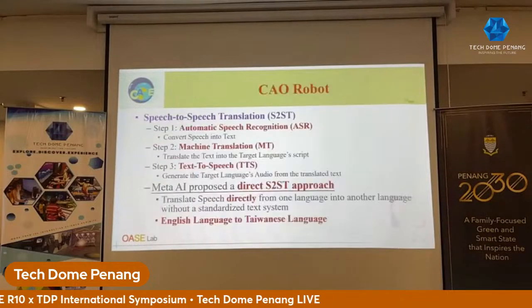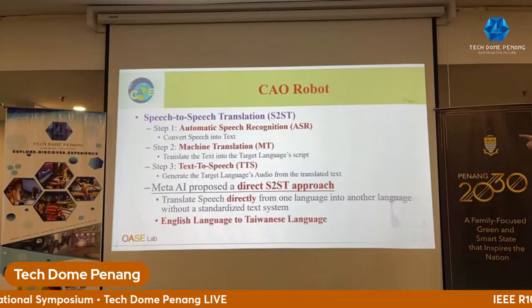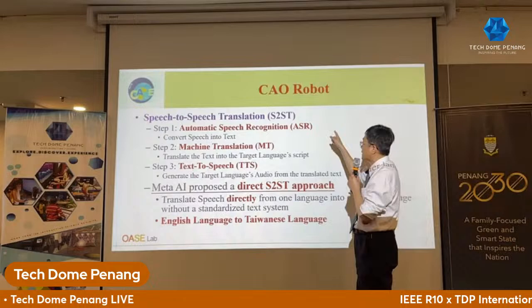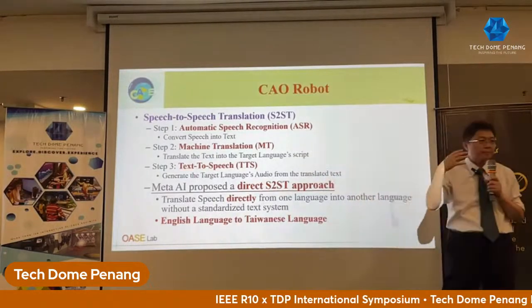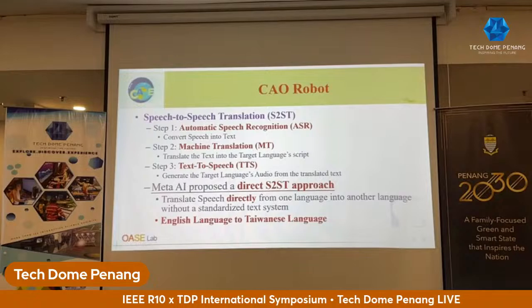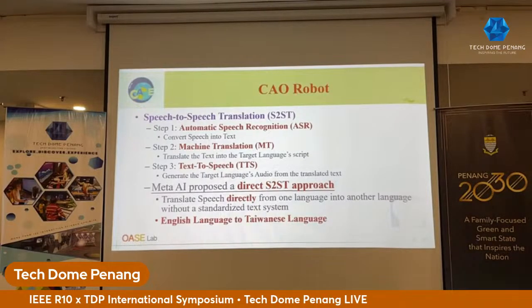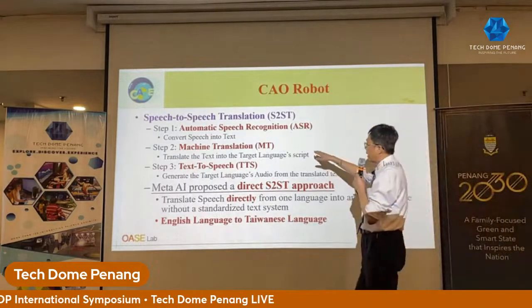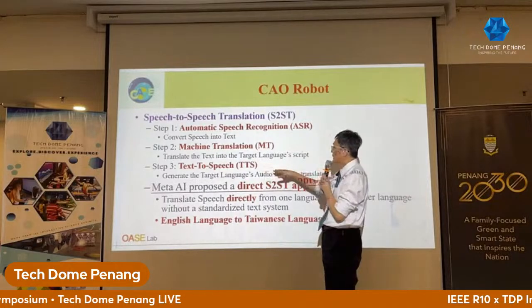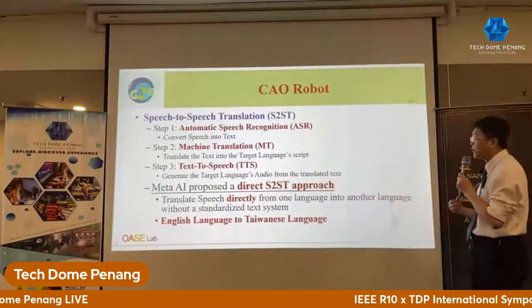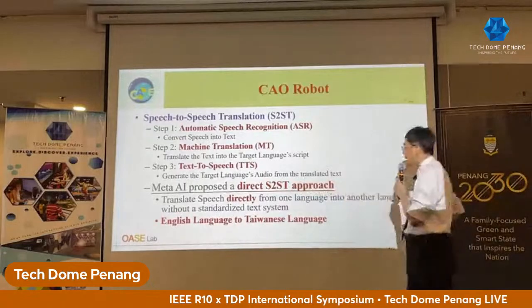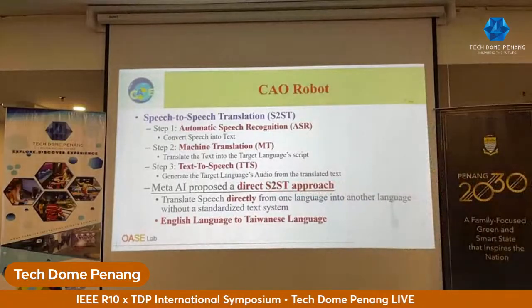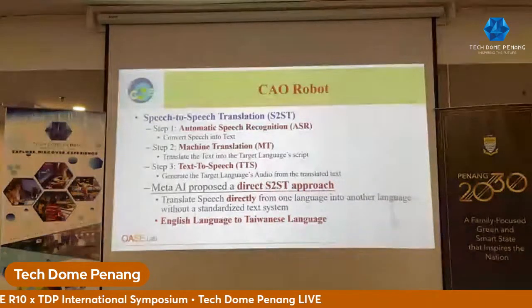So next. So we use the speech-to-speech translation, S2ST, with ASR, automatic speech recognition, in English, Chinese, or Taiwanese. Then machine translation, MT, and finally text to speech, TTS. So later all of you can try. So this is directly S2ST approach for English language to Taiwanese language directly.